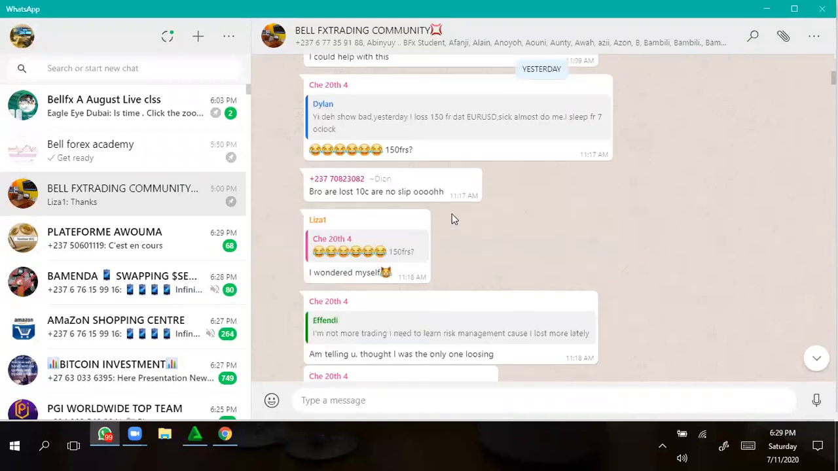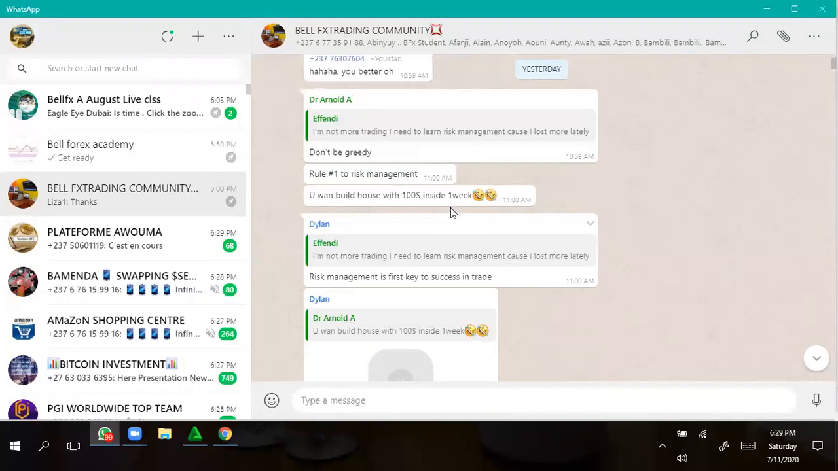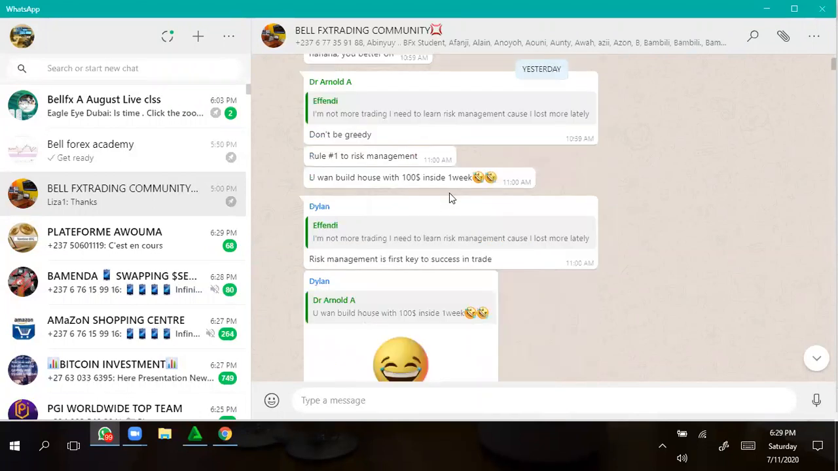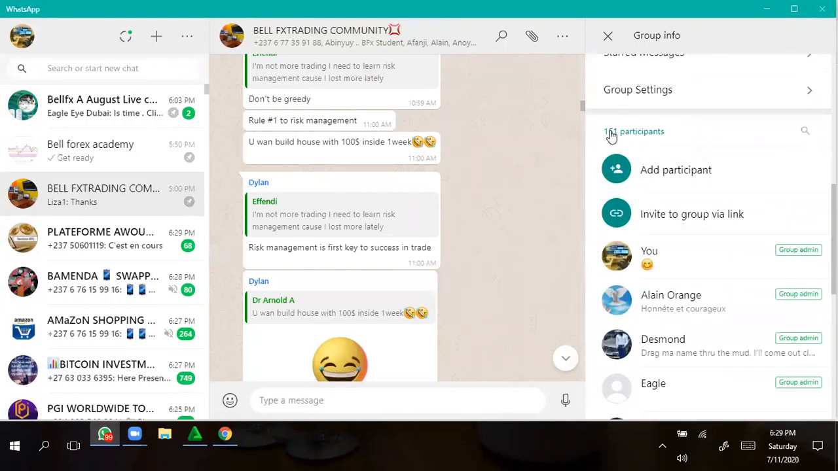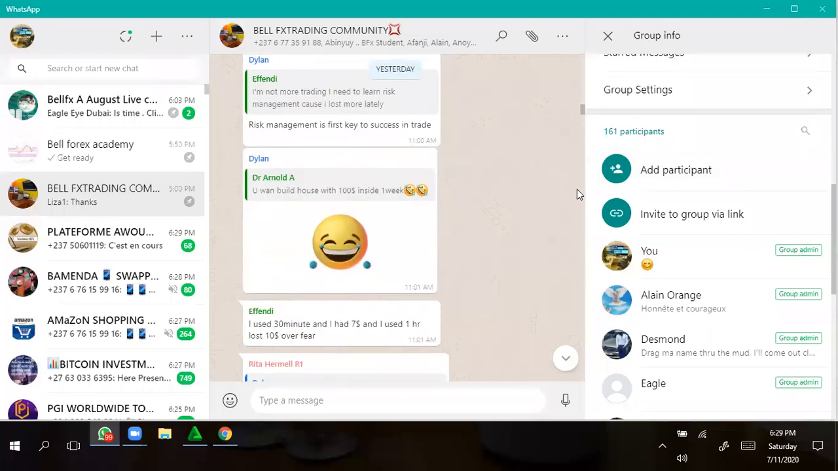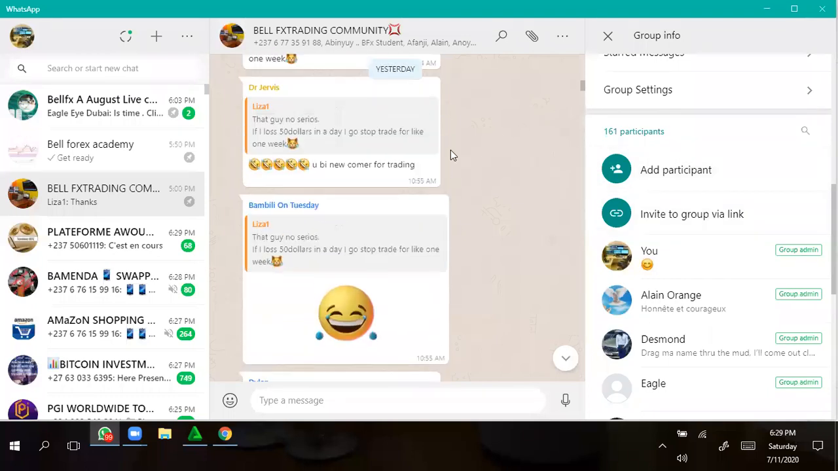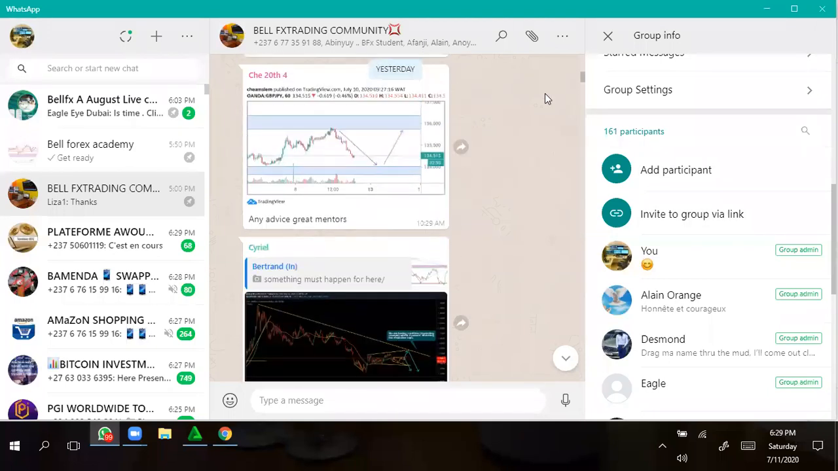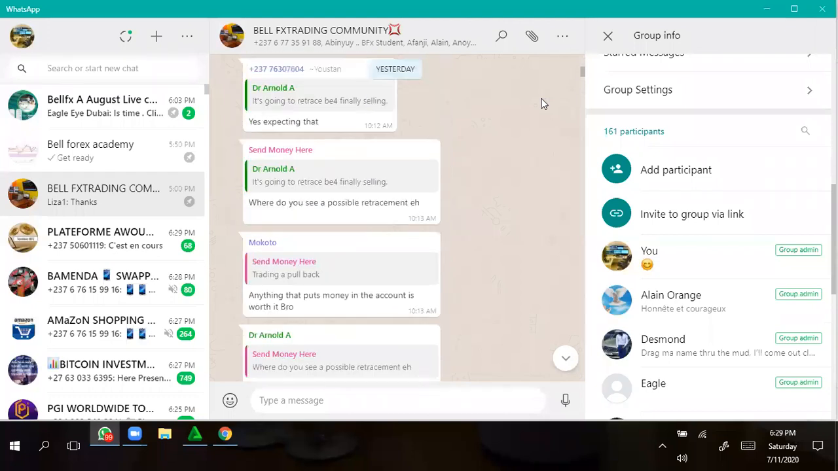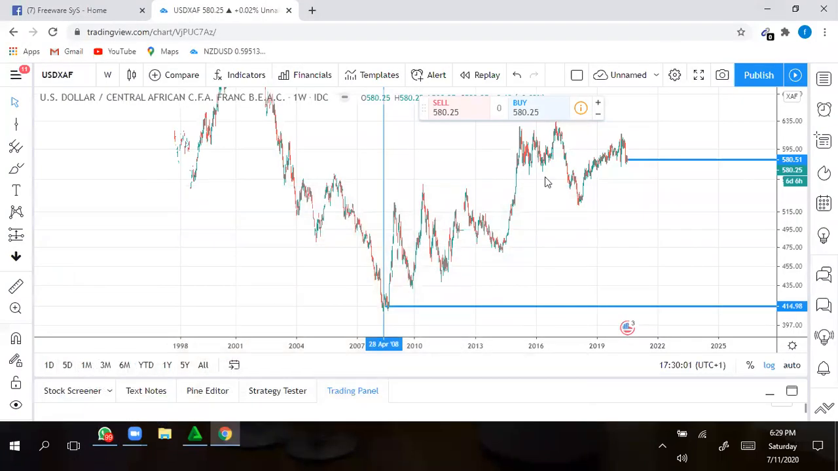We call on traders to take part. We can also help in analyzing your chart for you, and we do all that free of charge if you are part of the Bell Forex trading community. This community is made up of at least 160 people. We have trained over 150 people in Cameroon, and we are actually earning. People are making money on a daily basis trading forex alongside Bell Forex Academy. So it's very important for you to be part of this community if you want to be a good trader.